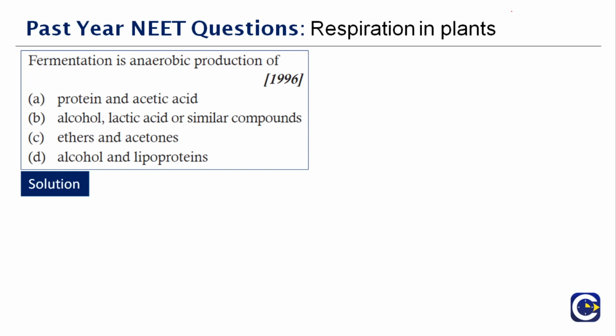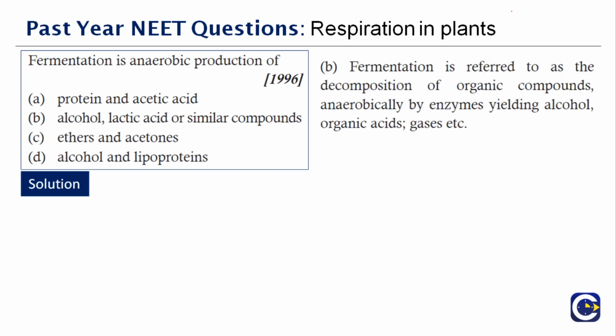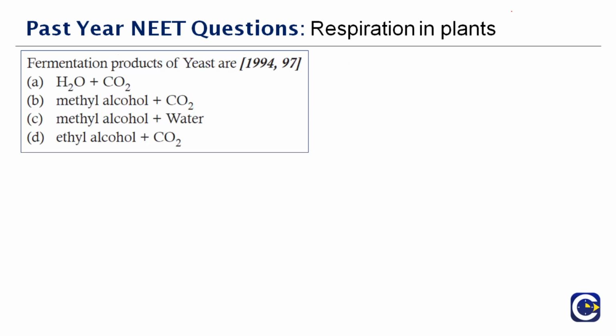Now fermentation is referred to as decomposition of organic compounds anaerobically with the help of the enzymes that the microorganisms will produce. So obviously it has alcohol, right? Apart from that, it will produce acid. So what is the right answer to this question? It is option B, alcohol, lactic acid or other similar compounds. Easy question, right? Next question.